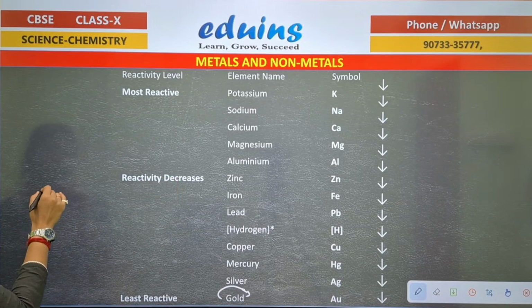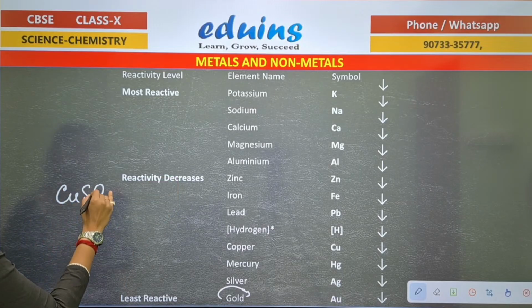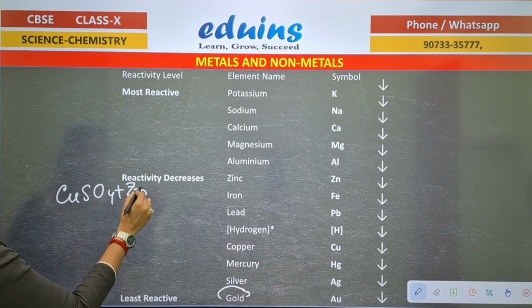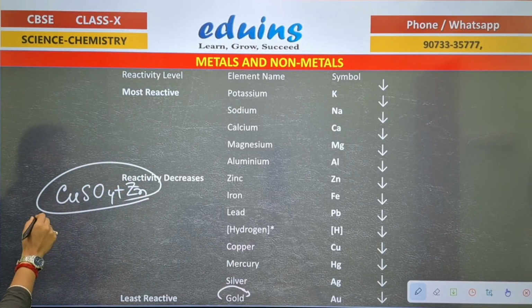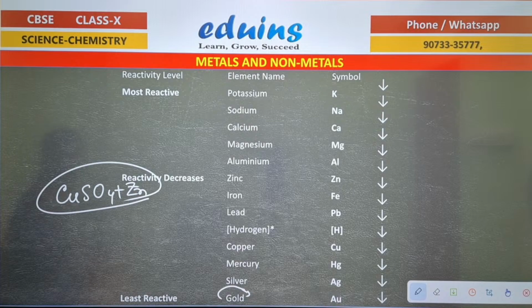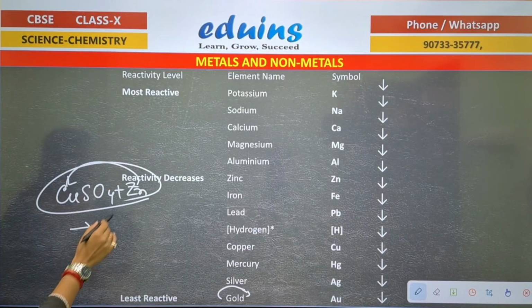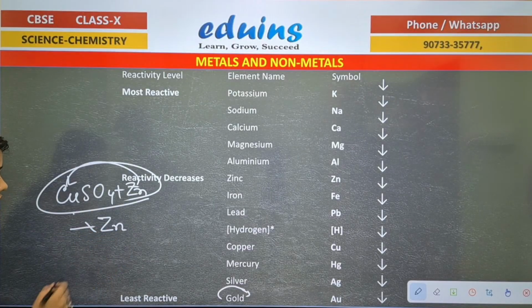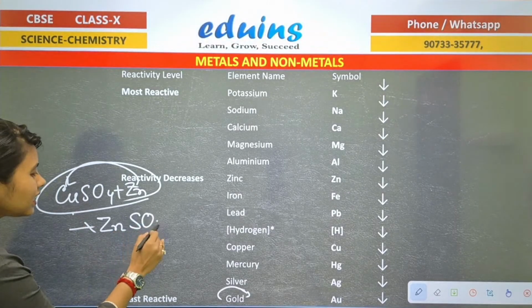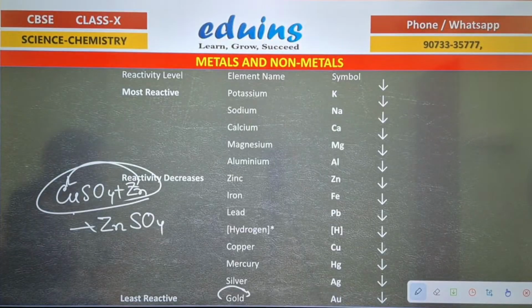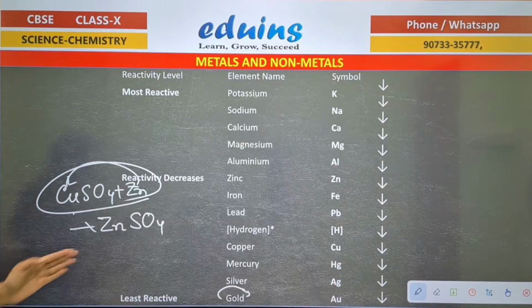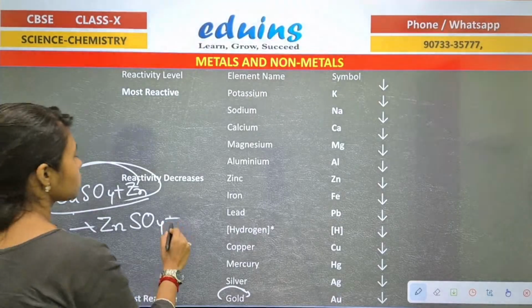When zinc metal reacts with copper sulfate, CuSO4, it displaces the metal and takes its place. In this reaction, the product becomes ZnSO4. This is a single displacement reaction, or substitution reaction, and there comes the Cu.